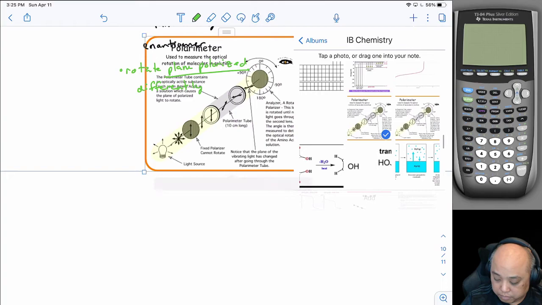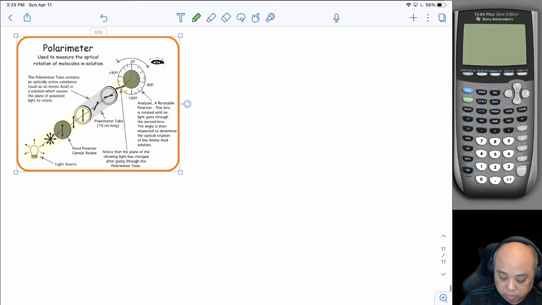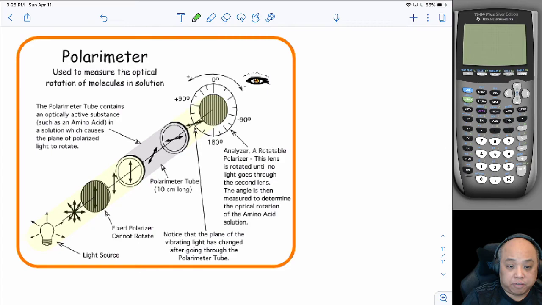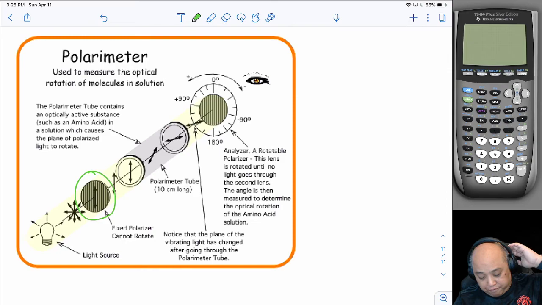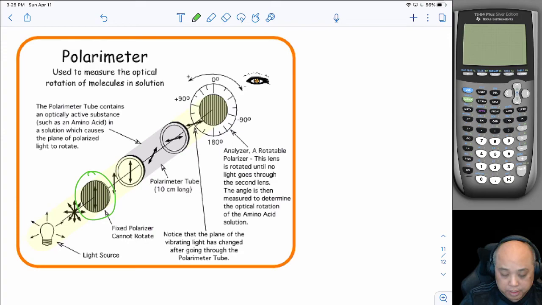This is a good diagram of what's happening in a polarimeter, which is the device you use to identify whether it's one enantiomer versus the other enantiomer based on how it rotates. Notice down here, they filter the light so that it's only one plane. That plane passes through the sample, and the sample rotates it one way or the other. At the end, we rotate this film to see how much it rotated to line it back up with the light.